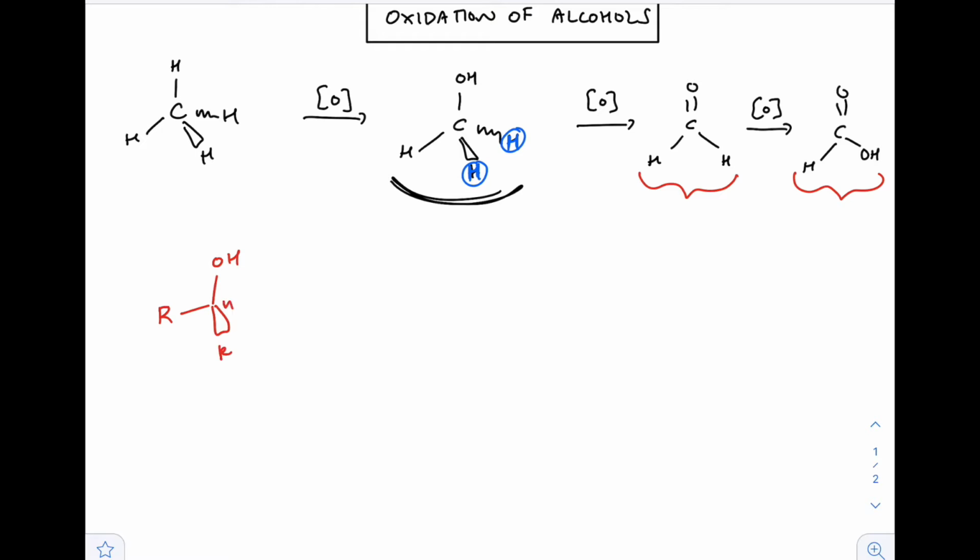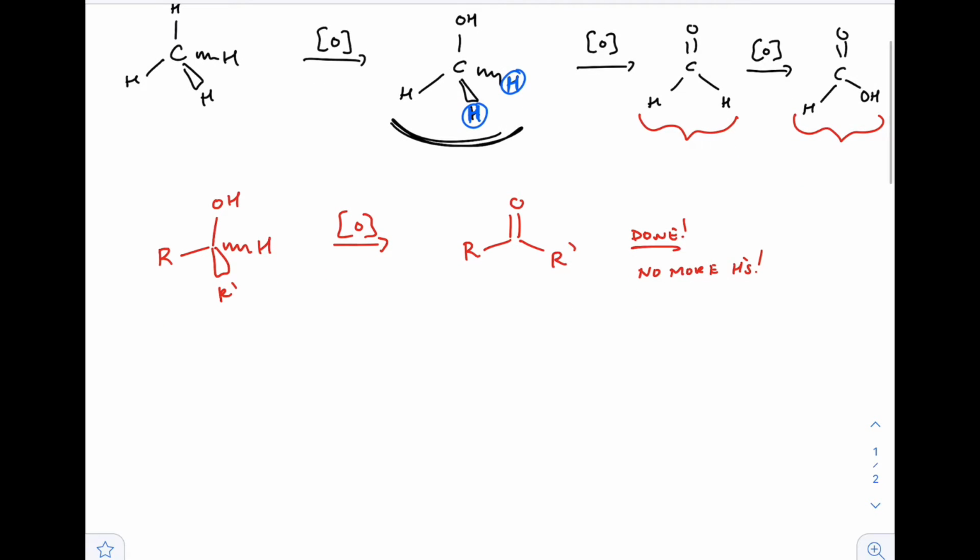So let's take a look at a secondary alcohol, really is what this is. We have oxidation of this, and we remove one C-H and create another carbon-oxygen bond. So we have a ketone compound here, and then we're done. That oxidation process can no longer move forward, no matter how harsh our conditions. That's because there's no more H's. There's no more hydrogens.